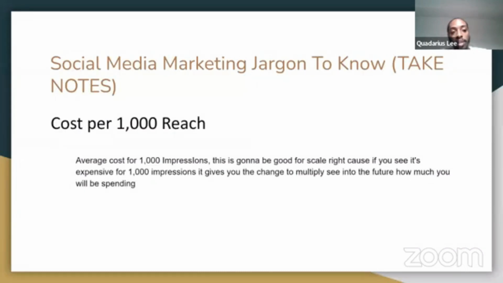All right, next is going to be CPM, cost per 1,000 reach. So average cost for 1,000 impressions. This is going to be good for scale, right? Because if you see it's expensive for 1,000 impressions, it gives you the chance to multiply, see into the future how much you will be spending. Like I said, CPM is going to be great for scale. If you're spending about $4 on 1,000 impressions, you can obviously multiply that and see how much you'll be spending for 20,000 impressions and so forth.